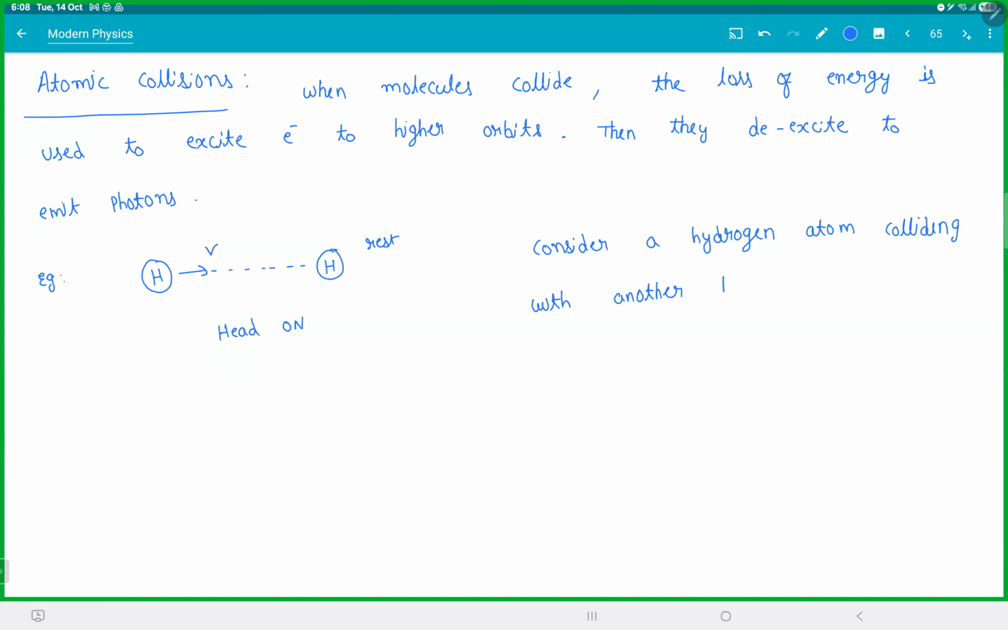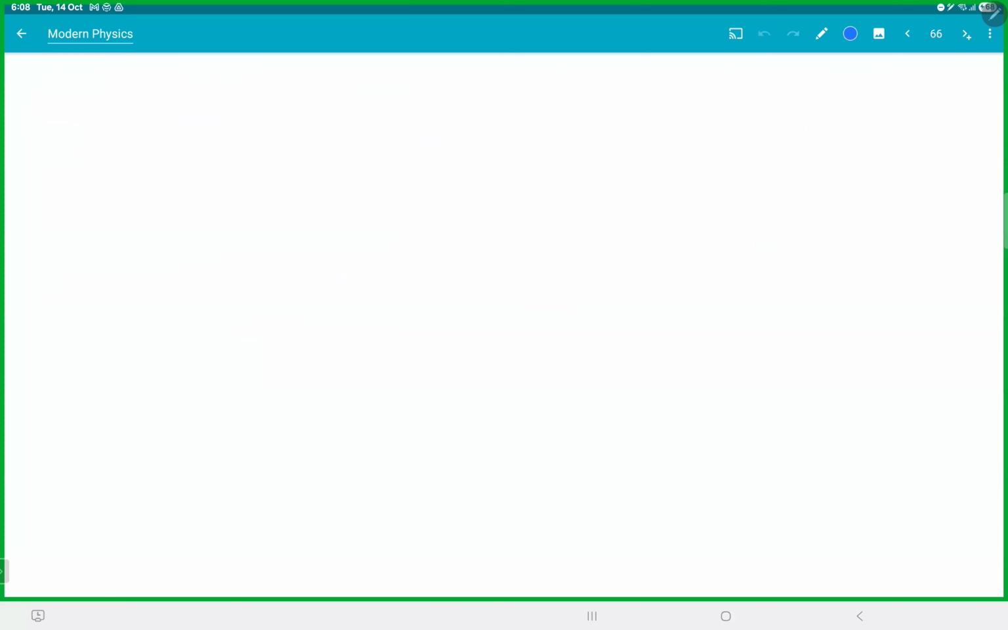Colliding with another hydrogen atom at rest. So let's see how you solve these kinds of problems. The first thing, you start with an assumption: assume a perfectly inelastic collision. Because that is the worst thing that can happen, in which you can get a maximum loss of energy.